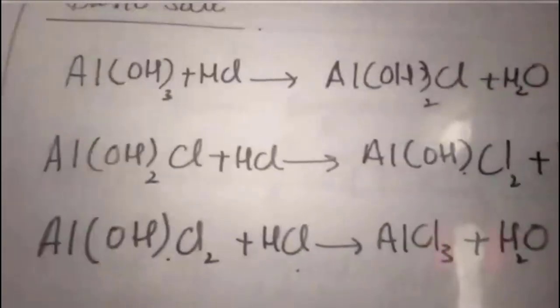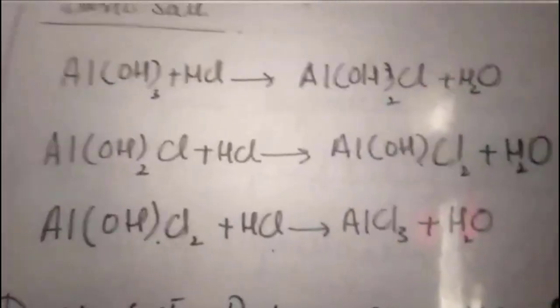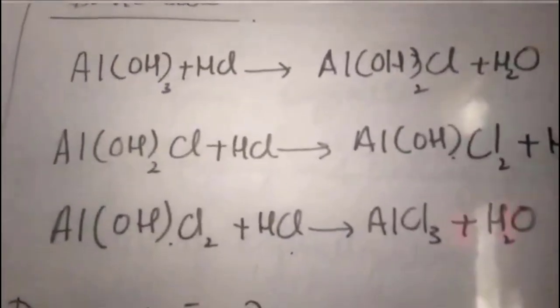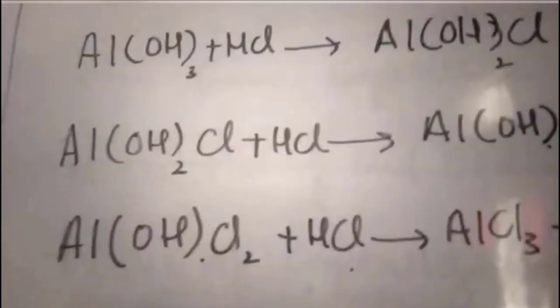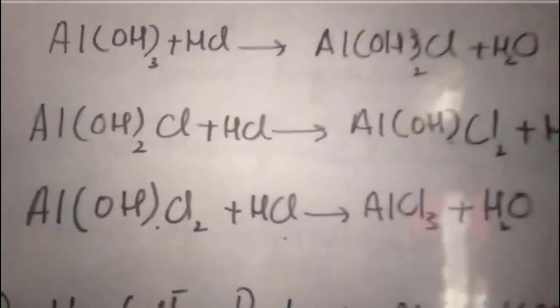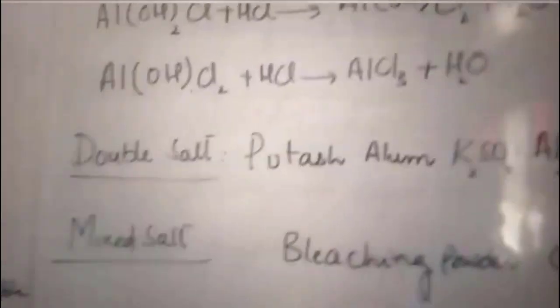So when it behaves like a base, as we can see in this process, the OH reacts again and again with acid and is converted into salt. The other type is the double salts. Double salts are formed from the saturated solution of two salts.